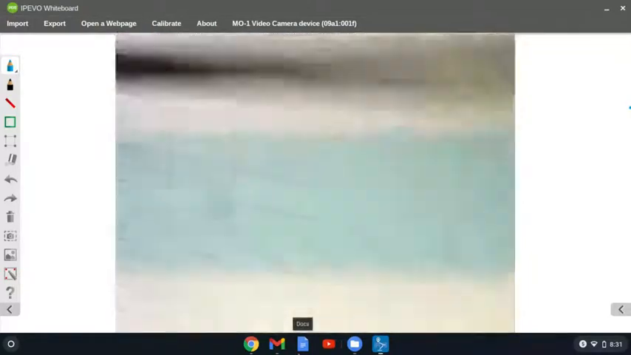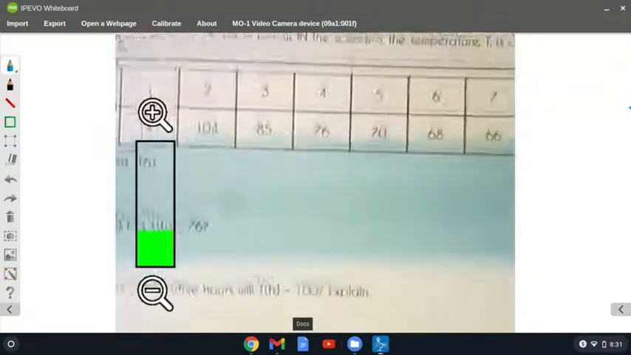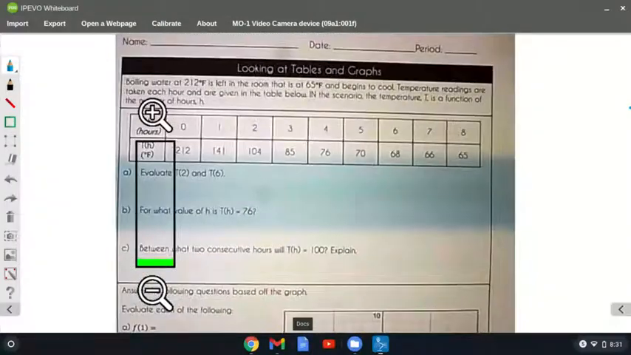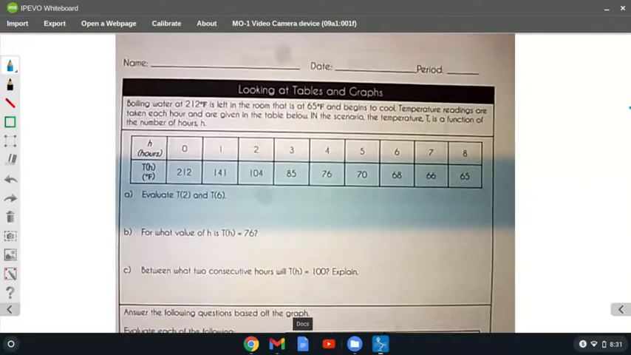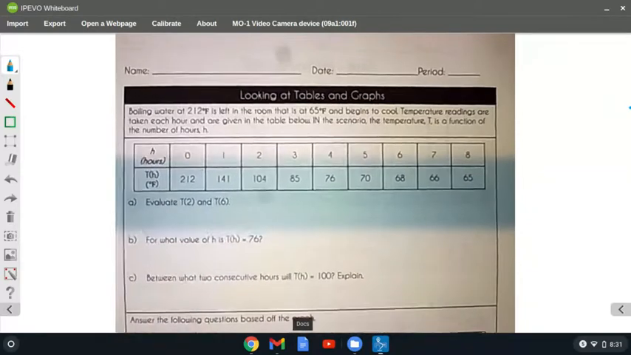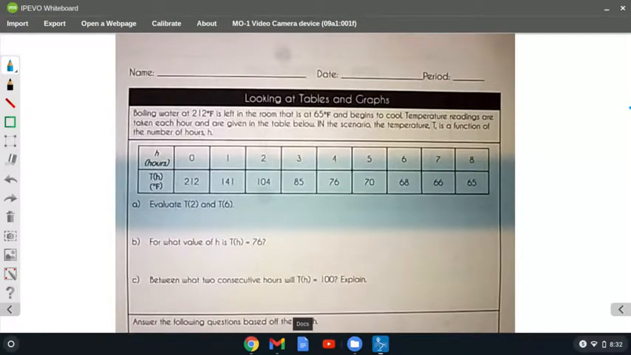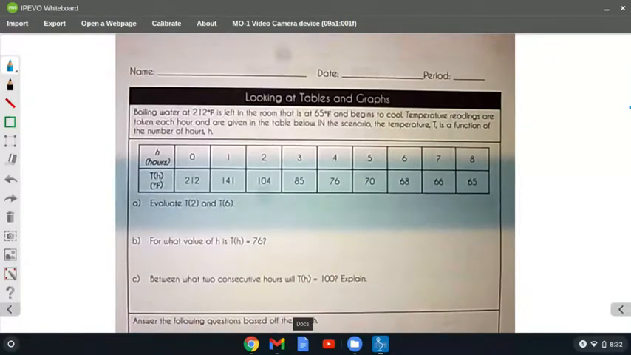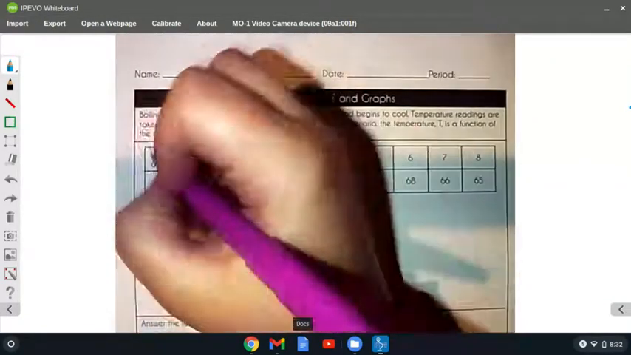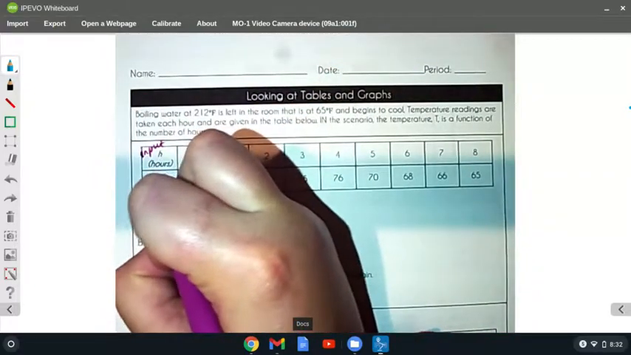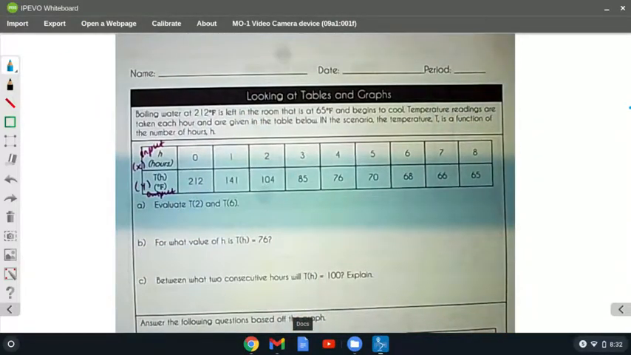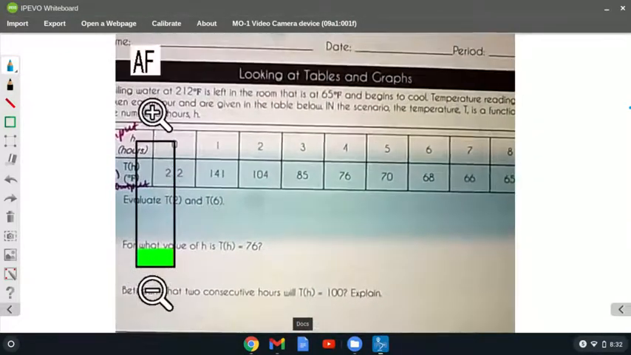Jumping to the next page here, things get a little crazier. We got a table. Boiling water at 212 degrees Fahrenheit is left in the room that is at 65 degrees Fahrenheit and begins to cool. Temperature readings are taken each hour and are given in the table below. In the scenario, the temperature T is a function of the number of hours H. So our hours H is our input. Our temperature is our output, or our Y. This is our X.